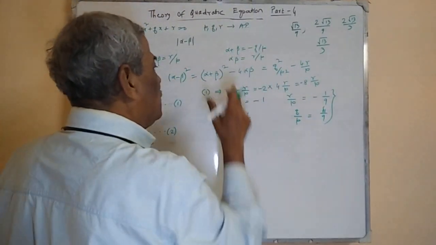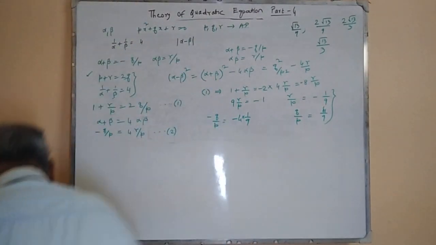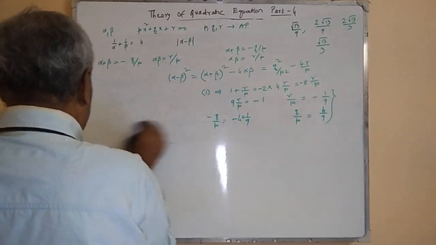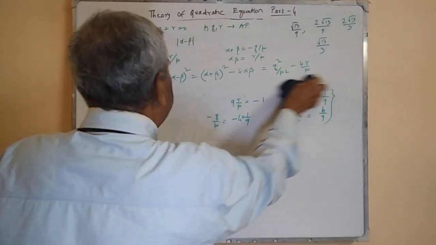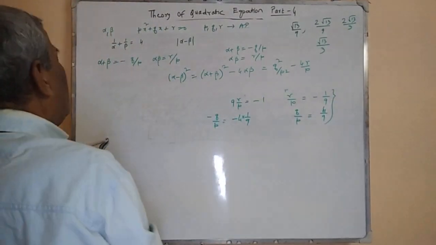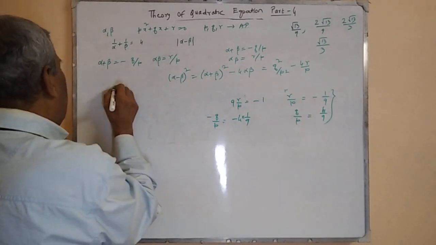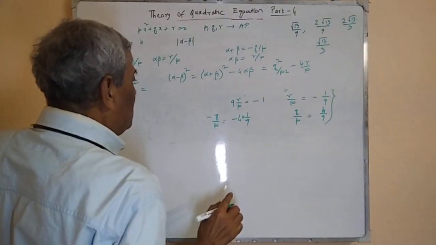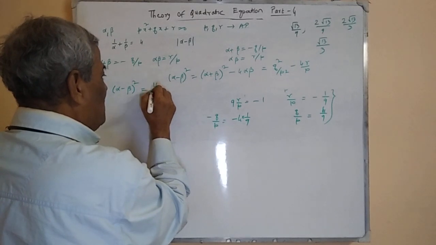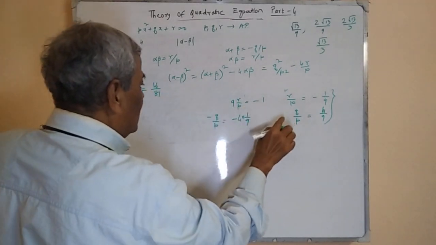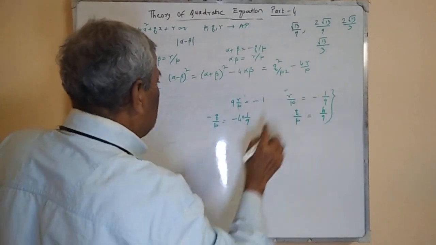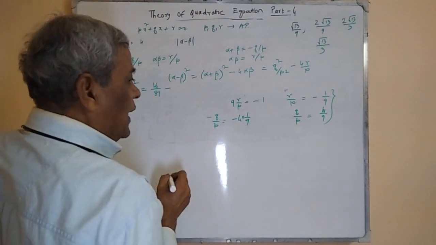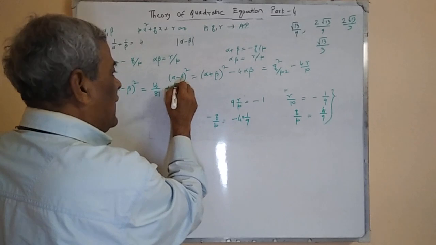And we have to calculate alpha minus beta whole square. Alpha minus beta whole square is equal to q square by p square, 16 by 81, minus 4 r by p plus 4 by 9.